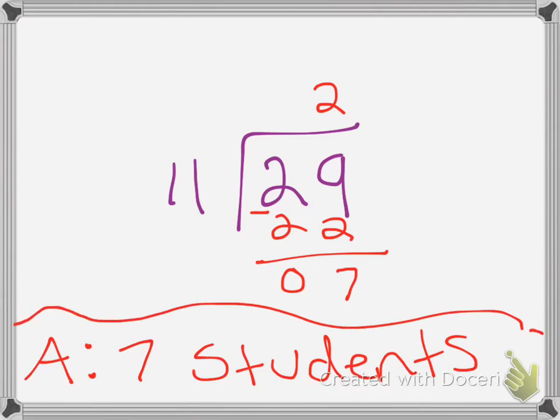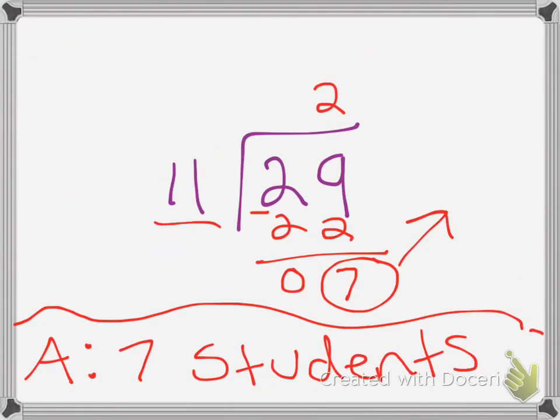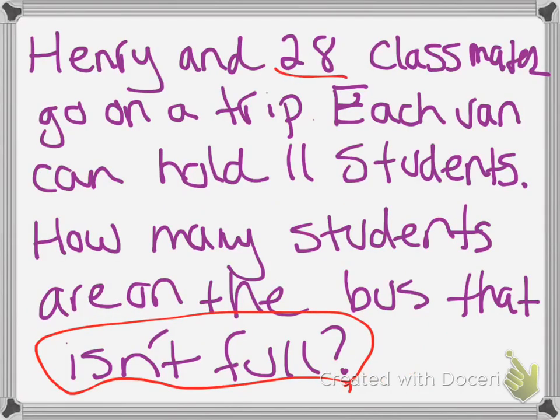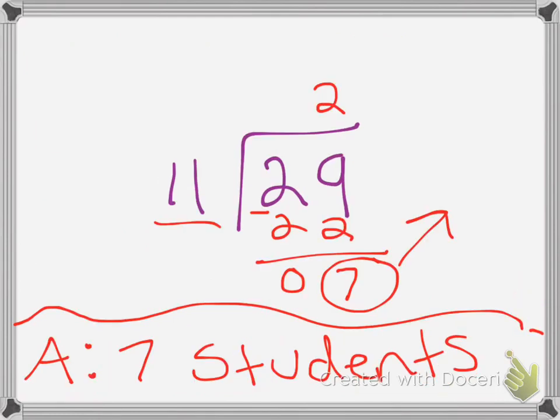So what I did was I took 29 divided by the 11 that fit on each bus. That left me with 2 and a remainder of 7. So that 7 was the bus that isn't full, and that's what the question was asking us here. And some of you might be like, well, why is it 29? I see up here that it's 28 classmates. Well, the trick here is that it's Henry and 28 students. So really that gives you 29. Therefore, there are 7 students left over.